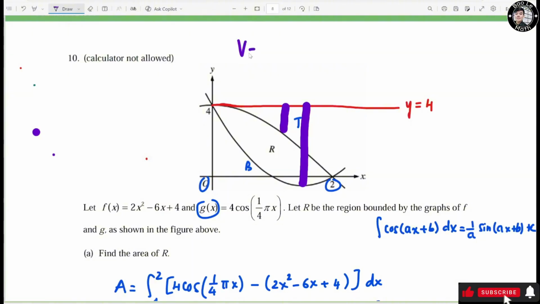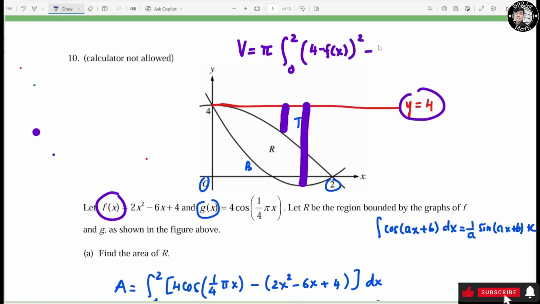So the volume equals the integral from 0 to 2. Don't forget pi right here. The outer radius squared, subtract the inner radius squared. Outer radius is the difference between y equals 4 and the function f of s, so we have 4 subtract f of s altogether squared, subtract the inner radius, the difference between y equals 4 and the function g of s right here. So it's 4 subtract g of s altogether squared ds.